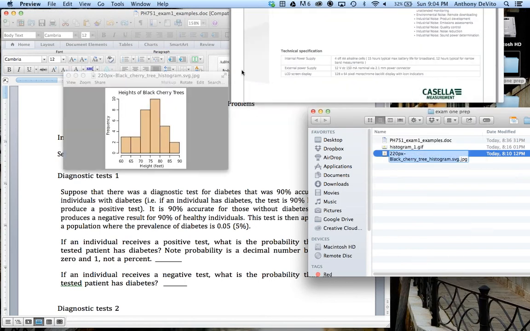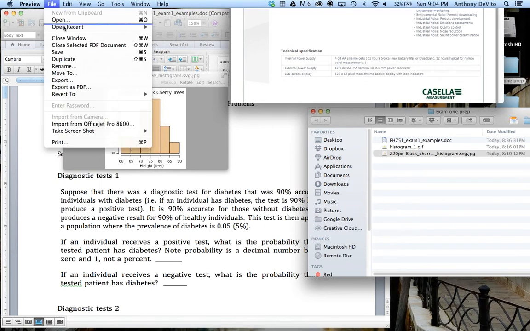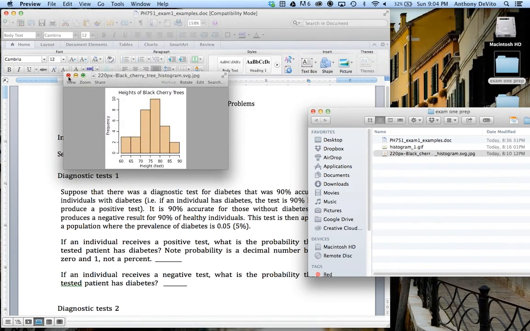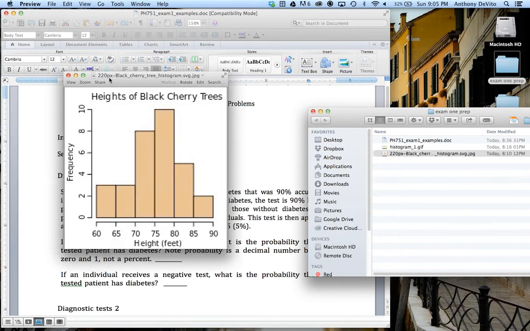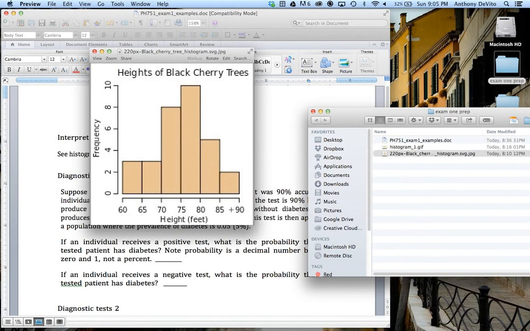For example, here's a histogram. Let me just close this other window. Here's a histogram. Let me blow it up a little bit. Okay, here's a histogram that displays the heights of a sample of black cherry trees.